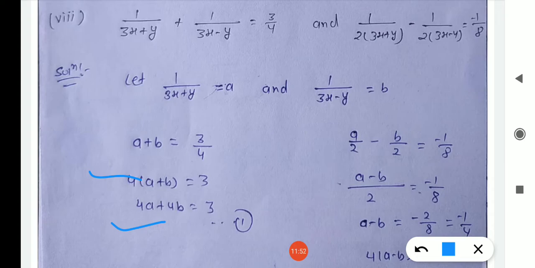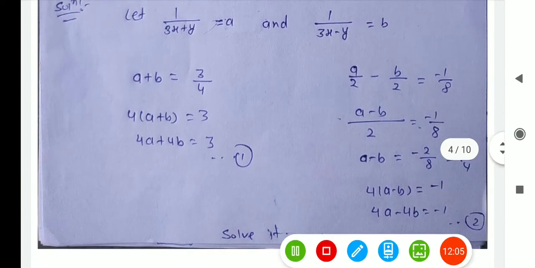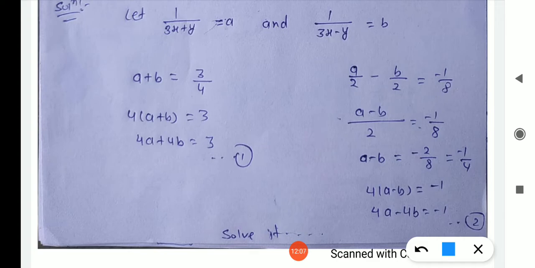Now what is the second equation? This is our second, a upon 2. Okay, here 2 is in the denominator, so a upon 2 minus b upon 2 equal minus 1 upon 8. Now I simplify this equation. I take the LCM of 2 and 2, we get 2. So a minus b equal minus 2 upon 8. It means minus 1 upon 4. So now we multiply 4 into a minus b. It becomes 4a minus 4b equal minus 1.